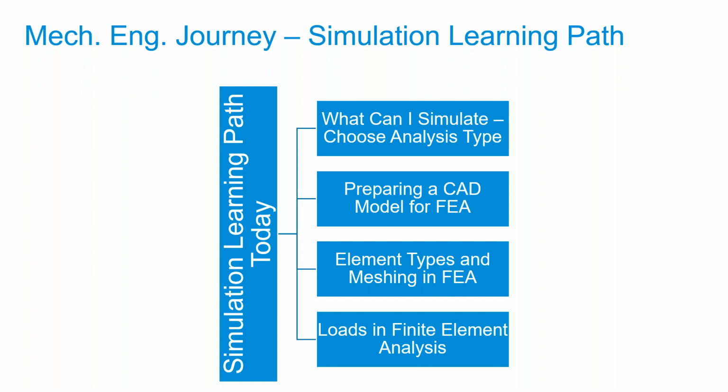Then we have preparing a CAD model for FEA. What are different types of things that you might want to do before you push that CAD model into simulation to make your life a little bit easier? Again, that's pulling on experience over time, some of the things that might trip people up when they get into simulation. Then we have element types and meshing within FEA. There are a number of different element types that can be used in FEA, so this one will cover things like brick elements, shell elements and beam elements.